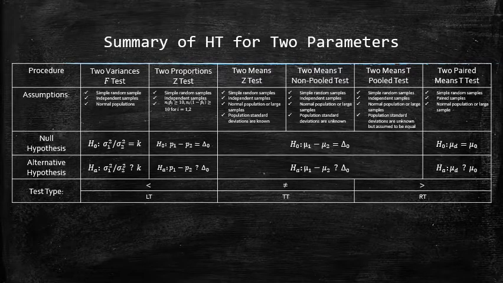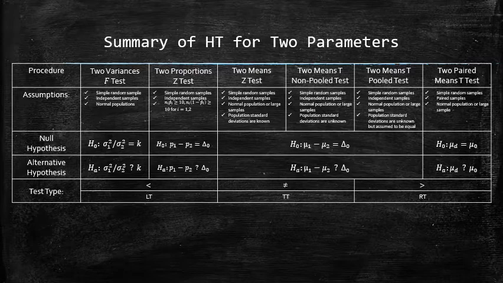Next, we determine the procedure in the following way. Always use the F procedure for testing claims about 2 variances. The Z procedure for testing claims about 2 proportions. When testing claims about 2 means, we first need to check whether the samples are paired or not. If they are paired, then use the 2-paired t-test.